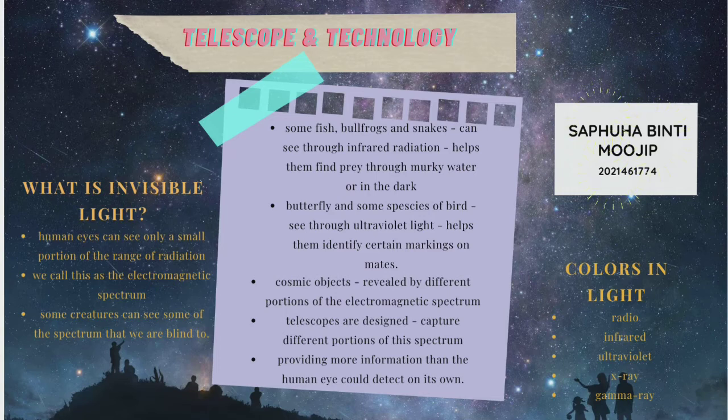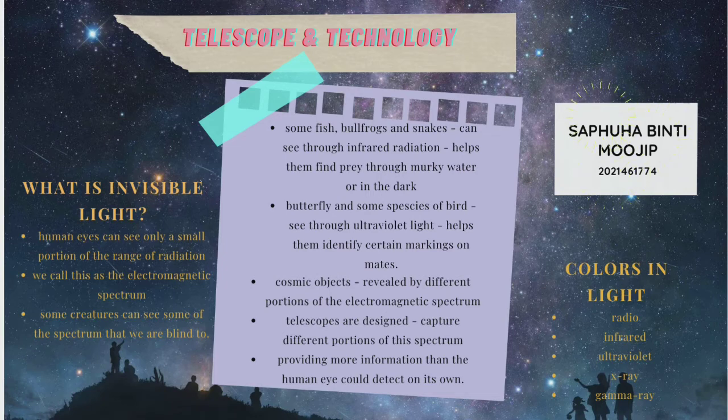Human eyes can see only a small portion of the range of radiation given off by the objects around us. We call this wide array of radiation the electromagnetic spectrum, and the part we can see, visible light. By only seeing visible light, we miss out on the information conveyed by other types of radiation. Other Earth creatures can see some of the spectrum we are blind to.